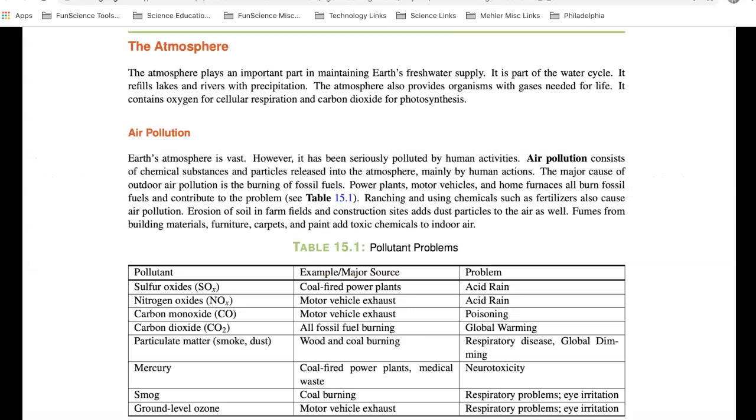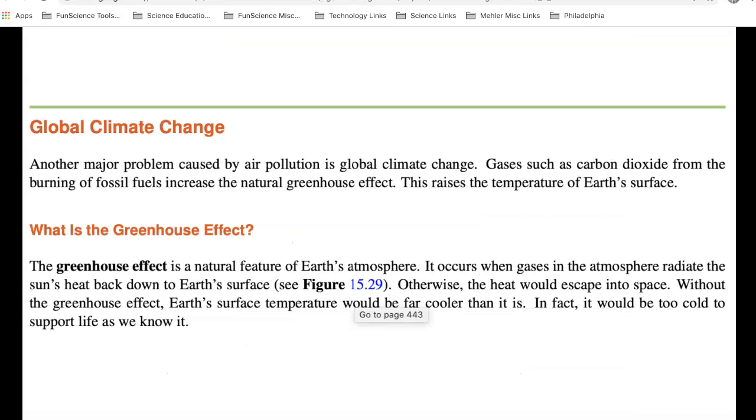So we have to take care of our soil, we have to take care of our water, we also have to take care of our atmosphere. This section talks about some of the major pollutants and the problems they cause. Take a look at this. It's really important that we minimize and we live sustainably into the future.